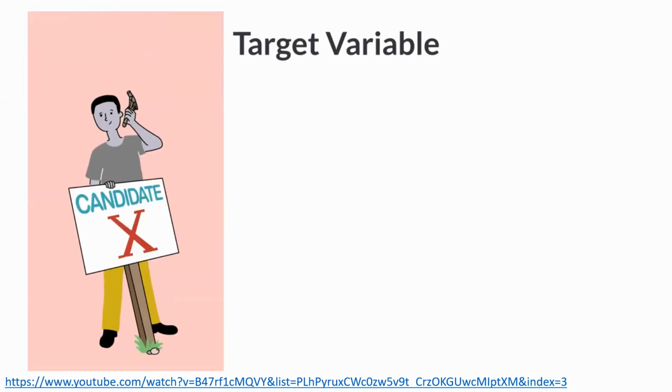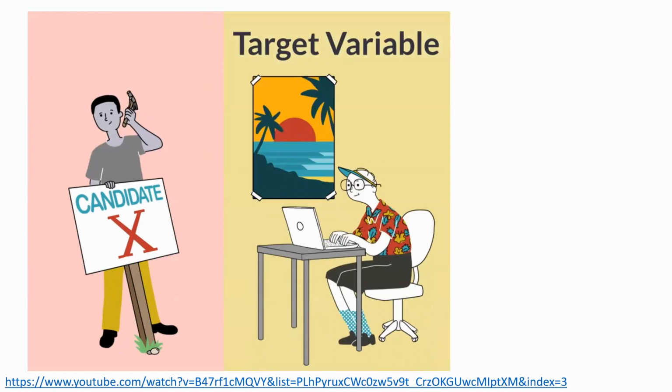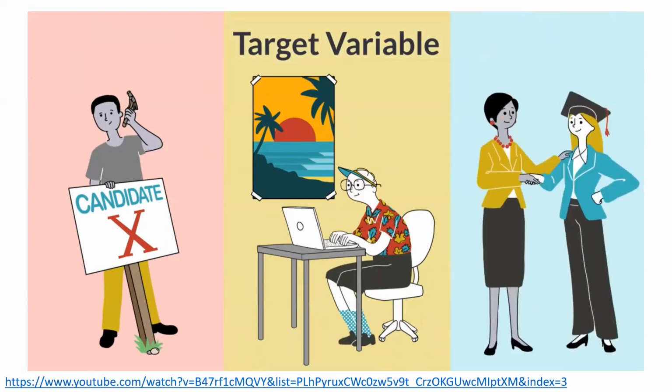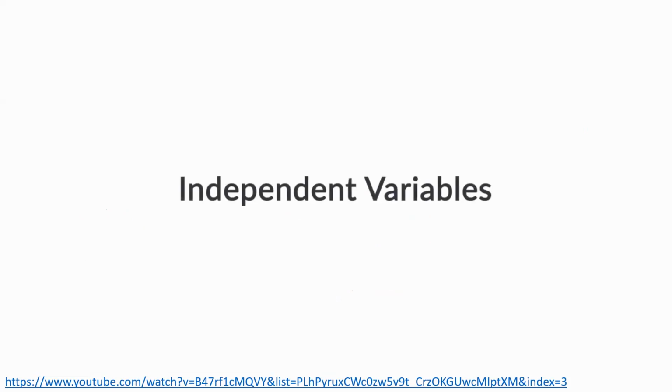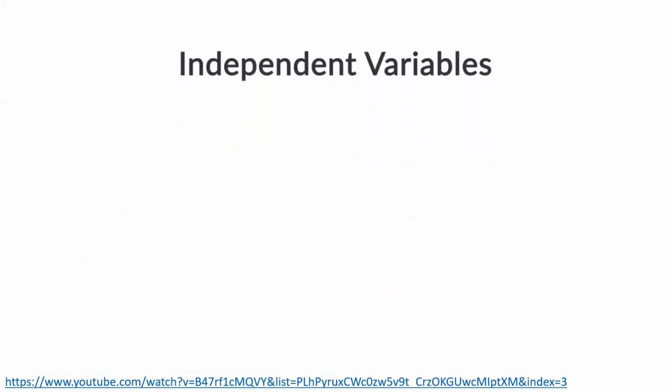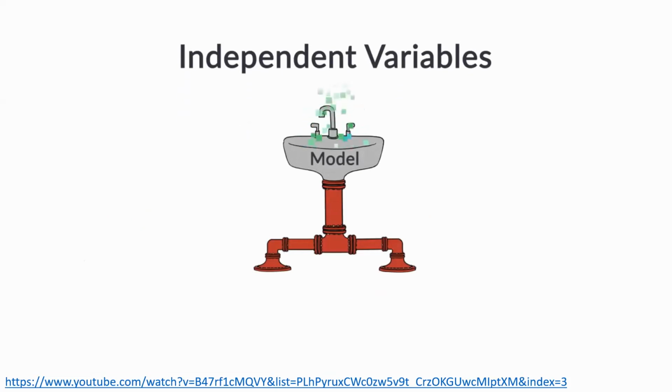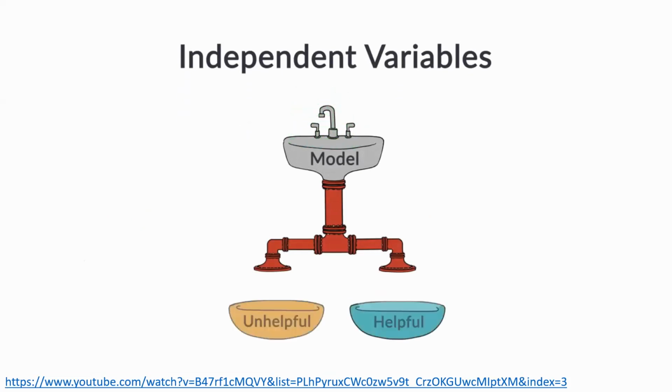Predictive analytics means we're using some variables to predict one other variable. We call the thing we want to predict our dependent variable or target variable. Some examples of target variables are how likely you are to vote for candidate X, how likely you are to buy a Hawaiian vacation package, or how likely you are to be hired upon graduation. We call the things we use to make our predictions our independent variables. Generally speaking, when we build predictive analytics models, we start off with a kitchen sink model and throw in as many independent variables as we can, and let the model tell us which variables are actually helpful predictors.